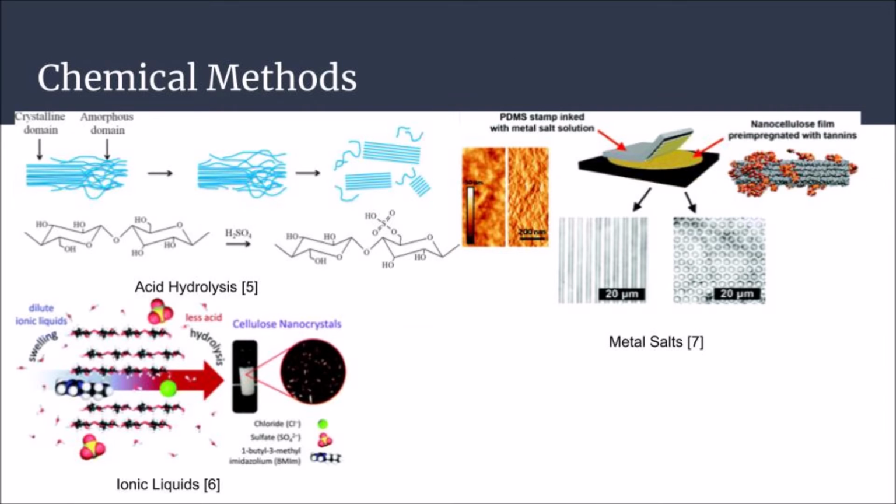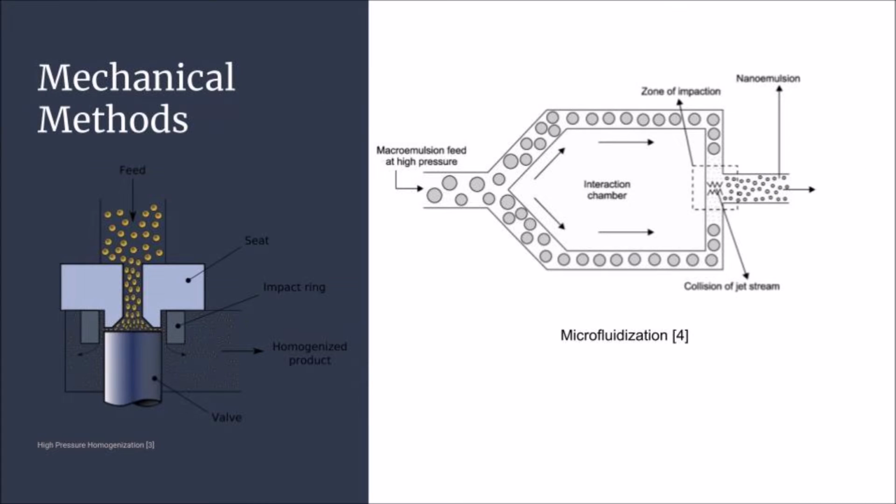There are many different ways to extract nano-sized fibrils from the cellulose. The main chemical techniques used are acid hydrolysis, ionic liquids, metal salts, and tempo-mediated oxidation. The main mechanical techniques are high-pressure homogenization, microfluidization, and ultrasonication. Another interesting way of producing nanocellulose is through the use of biological reactions, such as fungi, enzymes, or bacteria.